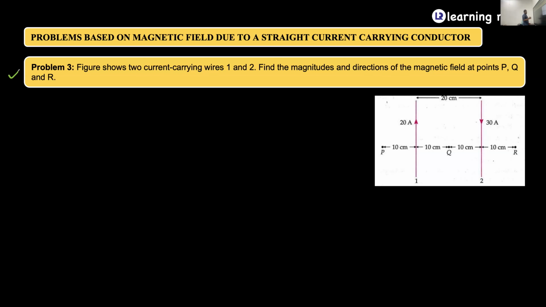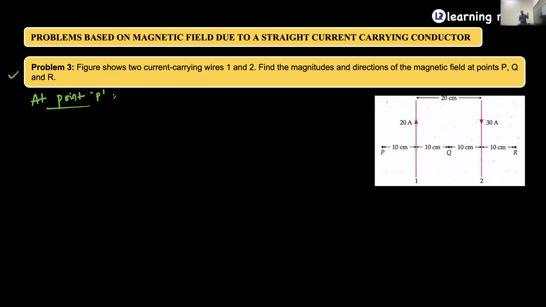So first, if I take point P, then due to the first conductor, what is the direction of the magnetic field at point P? If I apply the right hand thumb rule, here the current is upward. So place the thumb here and curl the fingers. It is going and hitting the paper on the right hand side, so here it is into the plane. On the left hand side, it will be out of the plane.